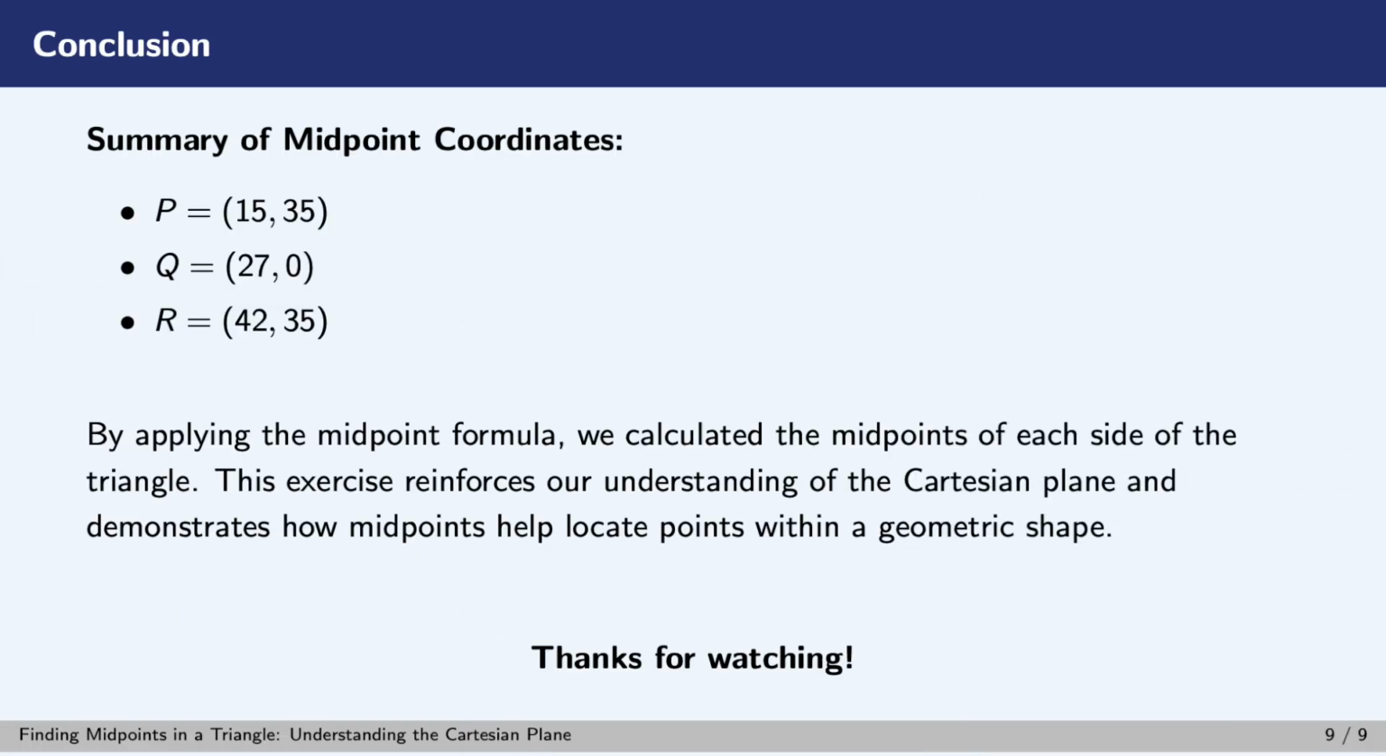To wrap up, here are the midpoints we found. Point P is located at 15, 35. Point Q is located at 27, 0. And point R is located at 42, 35. By using the midpoint formula, we've located each of these points on the Cartesian plane, deepening our understanding of how coordinates work within a shape.